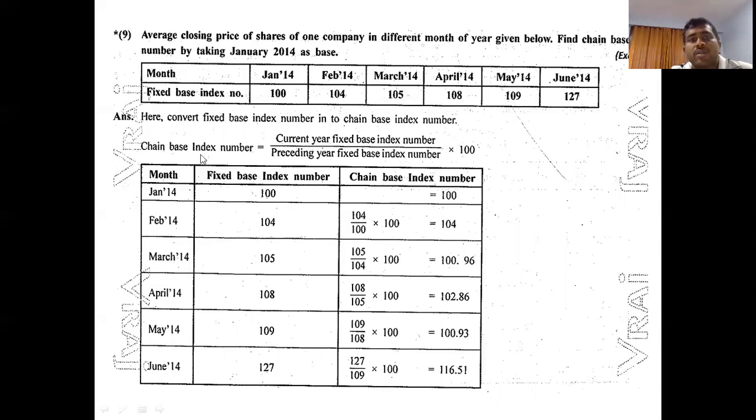So now fixed base index number of current year, how much? 100. Preceding year fixed base index number, do you have any value? No. So we have to take what? 100. So 100 divided by 100 into 100, final answer comes to 100. Now again for 104: 104 divided by 100 into 100 is 104. Then 105 divided by 104 into 100 is 100.96. In this way it goes.